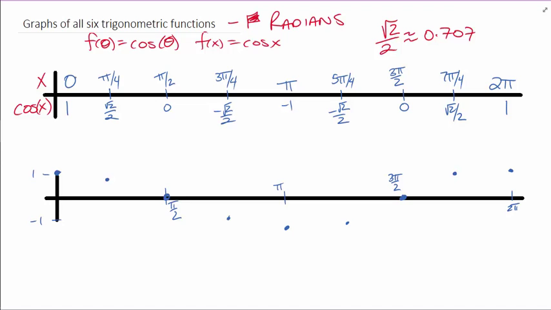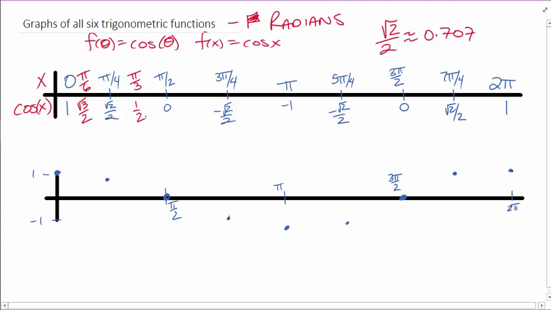I could also count by pi over 6's. So at pi over 6, the x value will be root 3 over 2. At pi over 3, the x value would be 1/2. And I could keep going with that. 2 pi over 3 would be negative 1/2. Go ahead and fill in the rest of these.